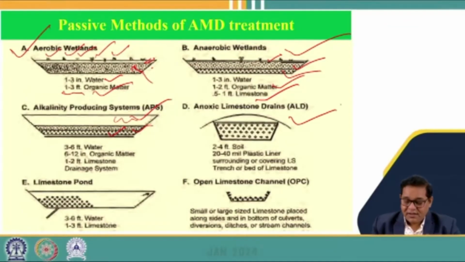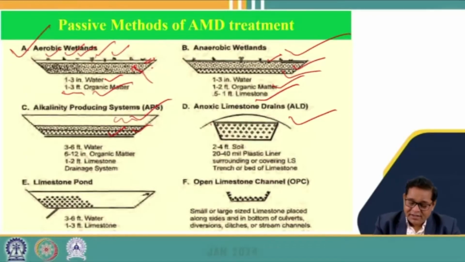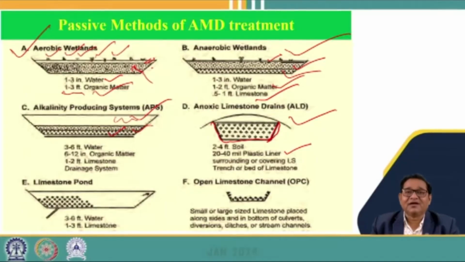Similarly, there are anoxic limestone drains which are provided. Here in anoxic conditions, the precipitation of metals takes place. This mostly consists of a liner all over this drain, provided by a 20 to 40 millimeter plastic liner, and there is a top layer made of 2 to 4 feet of soil, and then this is surrounded by limestones.